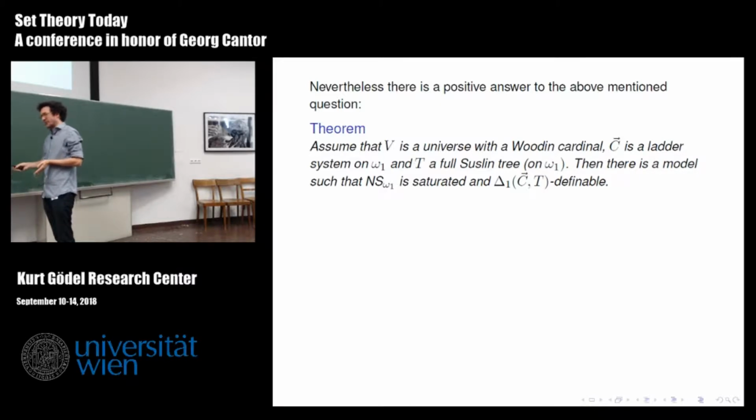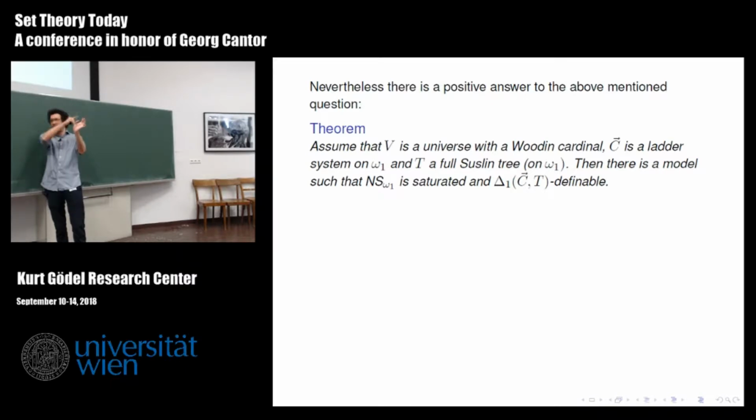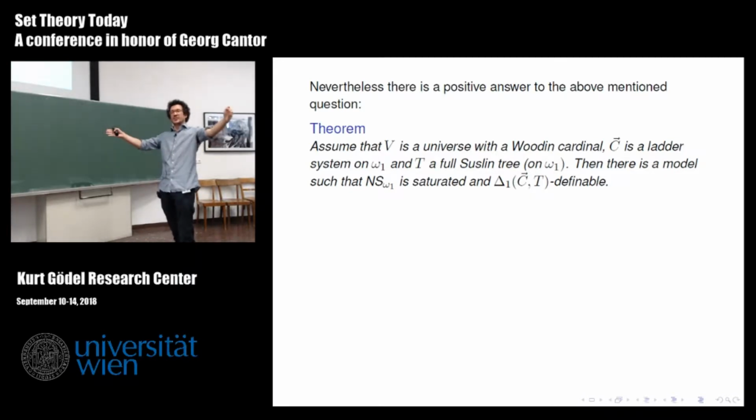We don't need a full Suslin tree, so you don't need to know what a full Suslin tree is. You can just replace it by, say, an omega sequence of Suslin trees, such that whenever you take finitely many of them out of the sequence and build the tree product, then the tree will still be a Suslin tree. A full Suslin tree implies such a sequence, but this is what we actually need. So we need omega many Suslin trees.